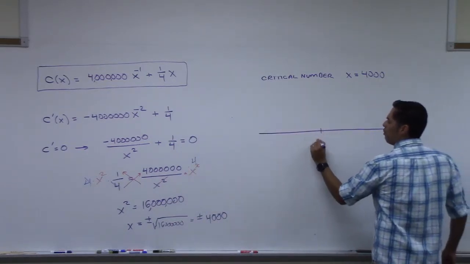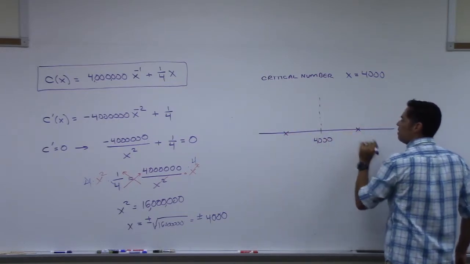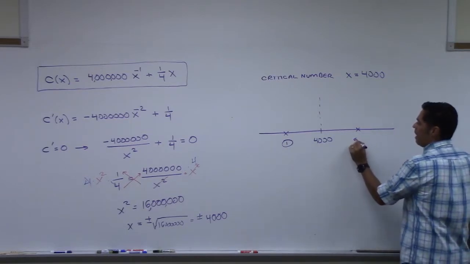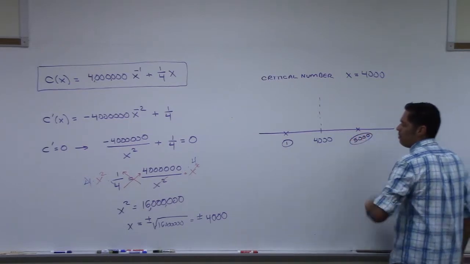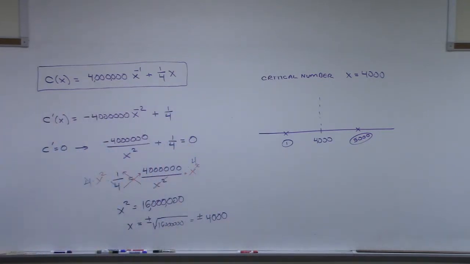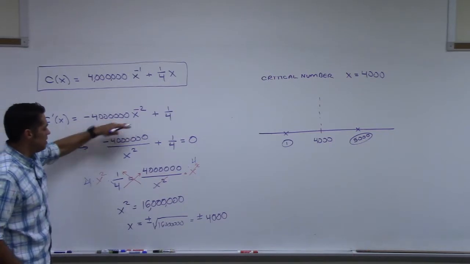So I would need to put 4,000 here, and I'd need to pick test points. I could pick, let's say, 1, and I could pick like 5,000. And where do those get plugged in? The derivative. So here's my derivative right here. I've got to plug in 4,000 into this.